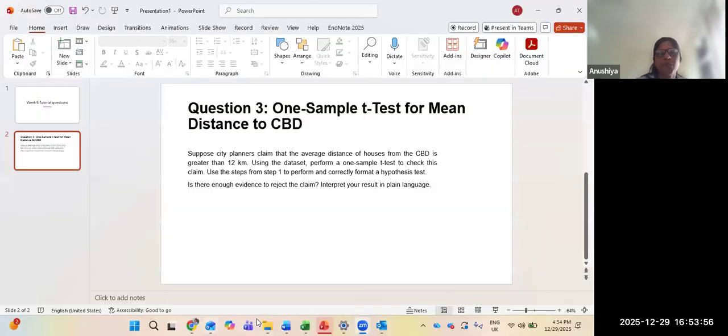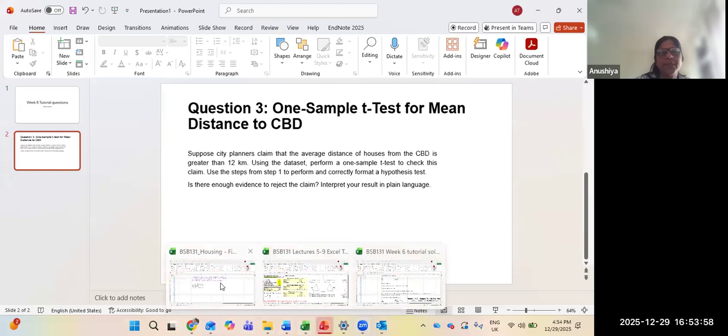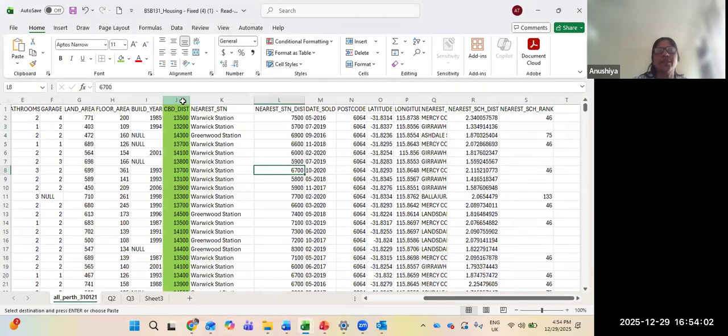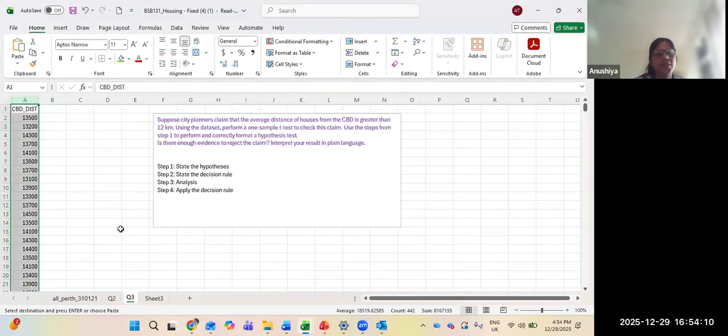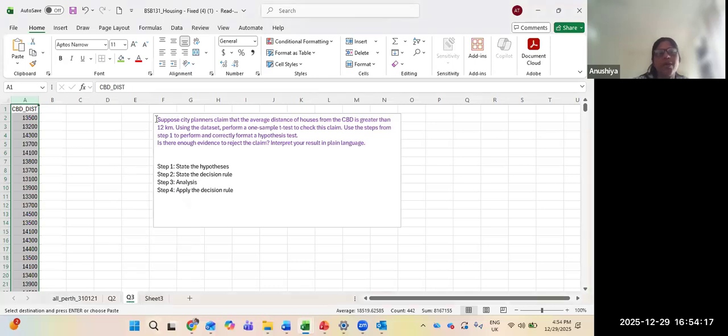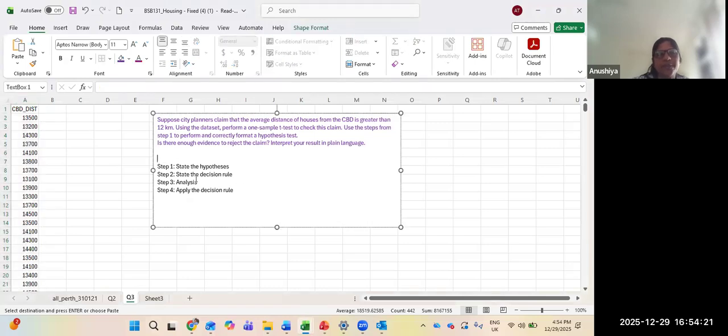So with that, moving on to our data set. This is our housing data set. Our variable of interest is the CBD distance. So I'll copy this variable and paste it into a new sheet, and then I rename this new sheet as question number 3. Now we need to perform the hypothesis testing.